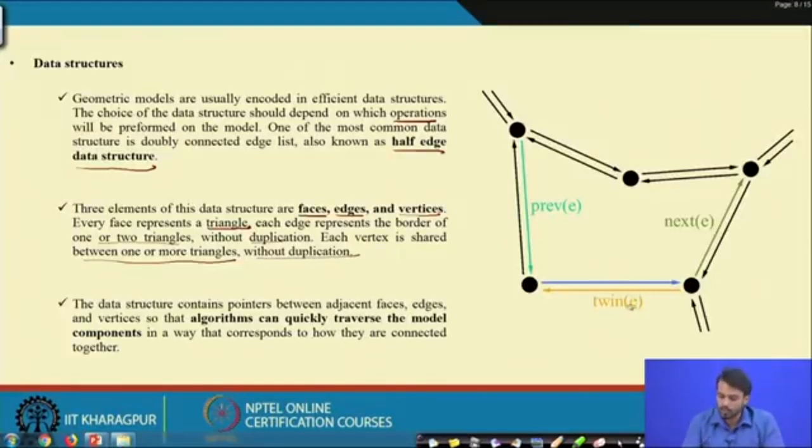In this particular diagram you can see, if this half edge structure is represented by E, then the pointer should store the value of the previous edge and the next edge along with the twin edge. The twin edge is the adjacent face of the other triangle. So this complete 3D model will be developed with the help of these fundamentals: the pointer should store the previous value of the edges, the next value of the edges, and the adjacent value of the edges of another triangle.